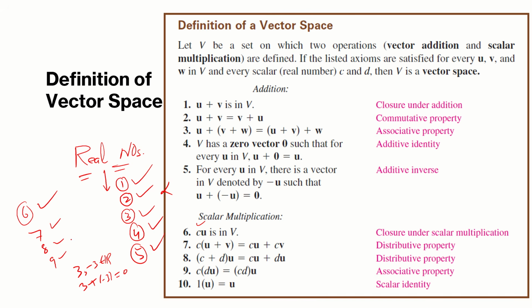And if you multiply any real number with 1, you will get back the same real number. So condition number 10 is also satisfied. So all 10 conditions in this case for the set of real numbers are satisfied. Therefore, we say R is a vector space. So the set of real numbers is a vector space.